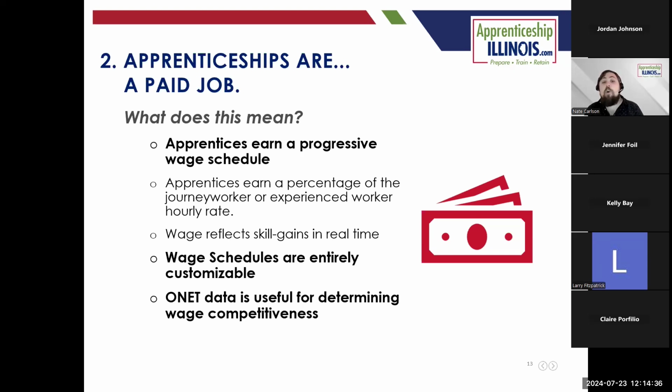And so we can use O*NET data, and I'll show you some examples, to determine wage competitiveness for employers, because again, we want to make sure that they are staying competitive with their investment. A lot of employers think, oh, if I'm going to spend all this money training this person up, they're going to leave to go get $1 an hour more down the street. And that's usually not the case, but they might leave for $5 or $6 an hour more, and we should feel comfortable telling them that.